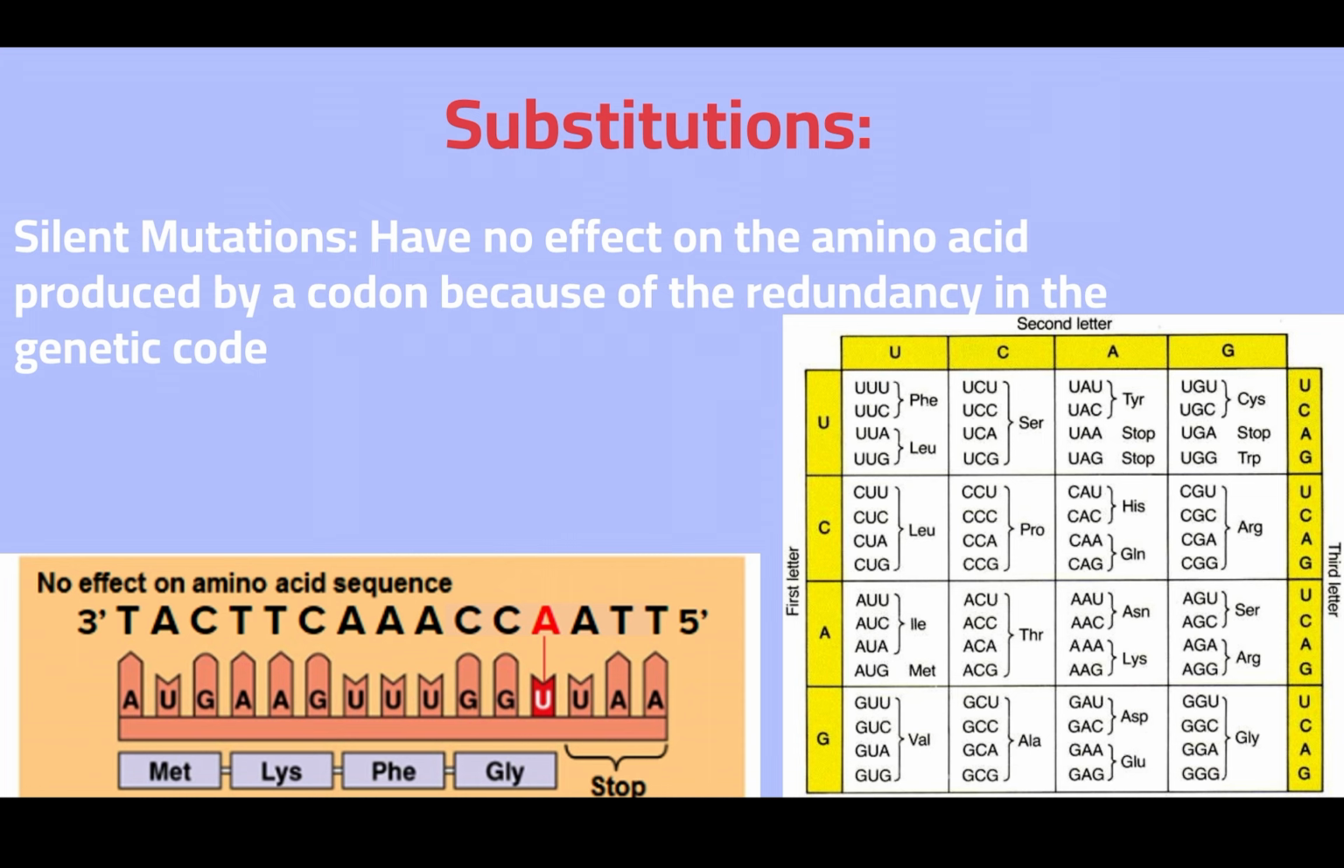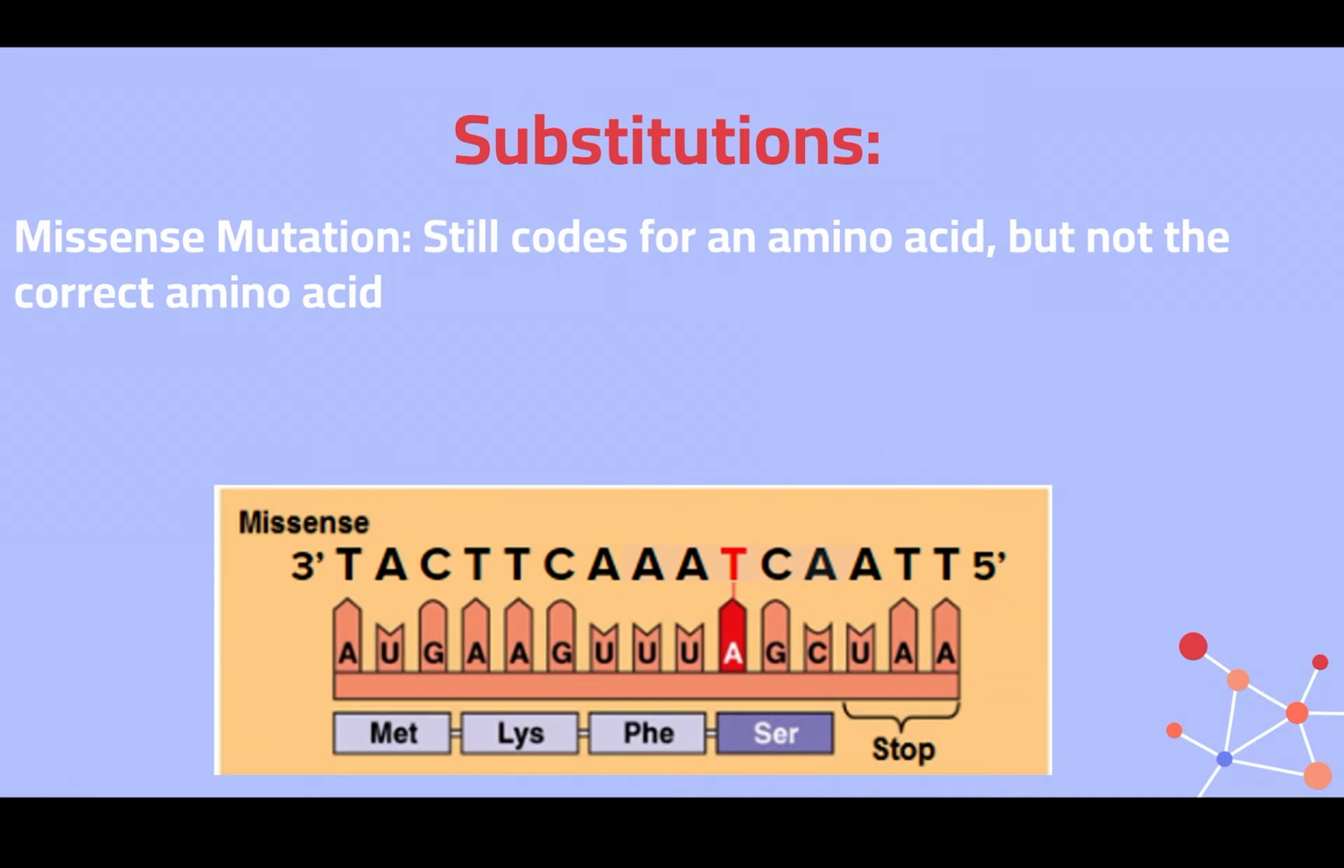For this one, we have a silent mutation, which has no effect on the amino acid produced by a codon because of the redundancy in the genetic code, which basically means that if you look at the amino acid chart, you can see in the top left corner UUU and then UUC. If you change the 3rd nucleotide and replace that U with a C, it wouldn't have an effect because it produces the same amino acid. So that means there will be absolutely no effect on the person, the gene, or anything.